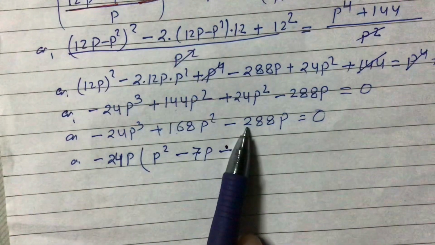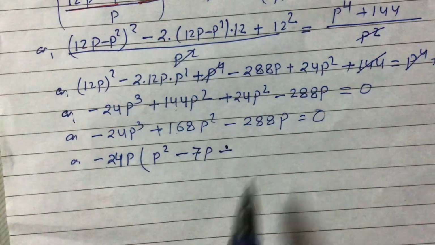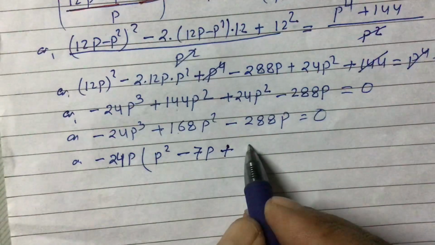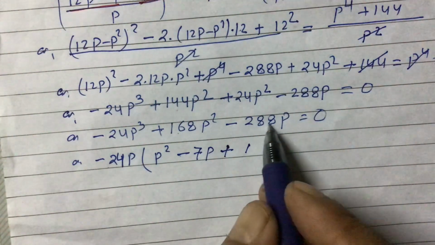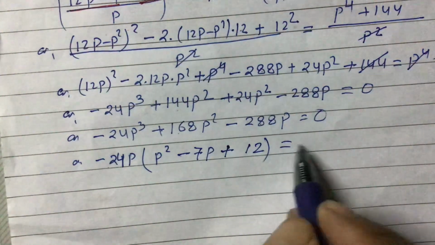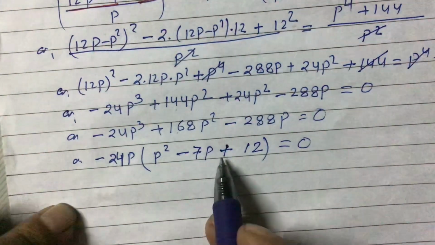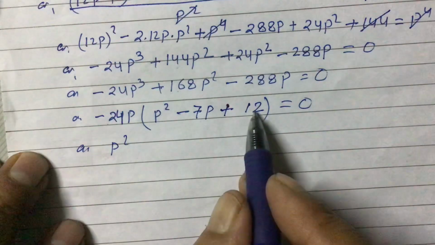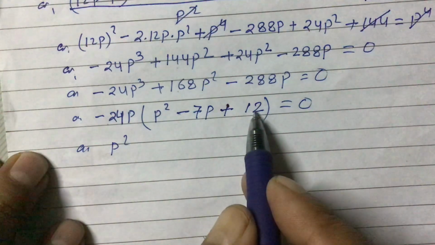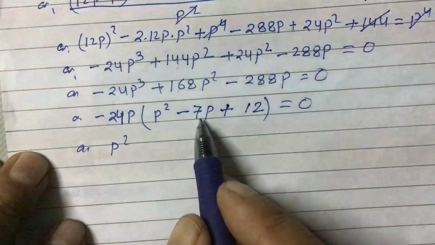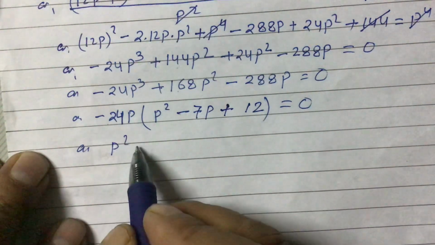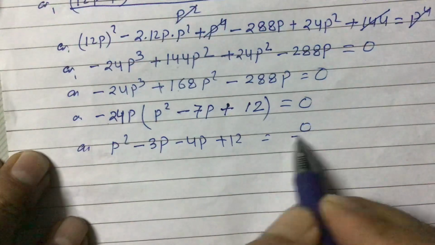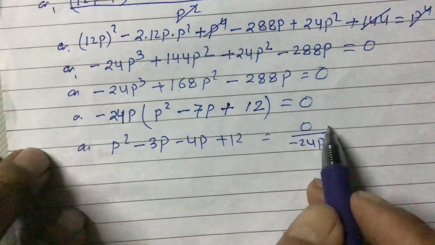24P cube, this minus common means this will be minus, this will be plus now. Now, after this, what will be there? 12 will come, equals to 0. Now, after this, this 24P we can transfer that side. Or, P square, this 12, we can break this middle term. Product is 12, and sum is 7, means 3 fours are 12, 3 plus 4 is 7. So we can write minus 3P minus 4P plus 12 equals to 0, divided by minus 24P. This we can transpose this side, okay?